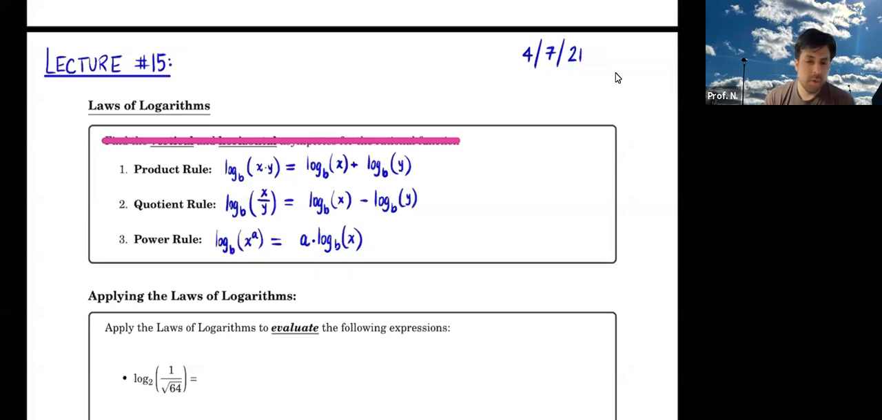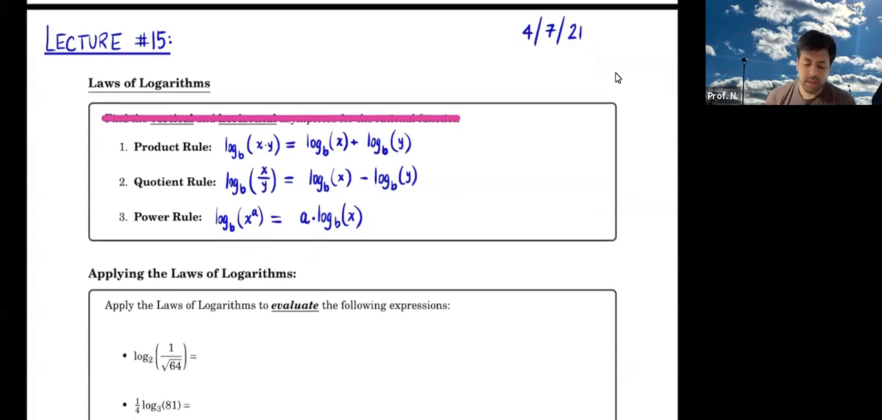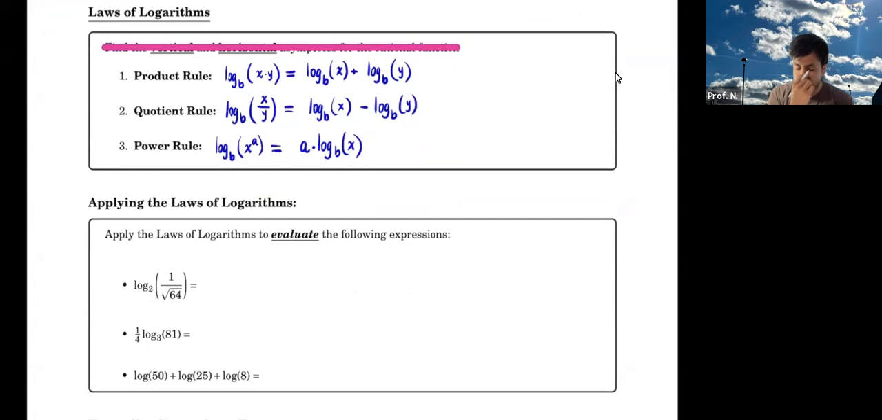And essentially, this is all we're going to be applying the whole time through as we see in these next few examples. So in the next few examples here, we have applying the laws of logarithms to evaluate. So I want to know, what does log base 2 of 1 over the square root of 64 result in, right? What does that give me? So the first thing is I want to rewrite the inside somehow. So, how can I rewrite this?